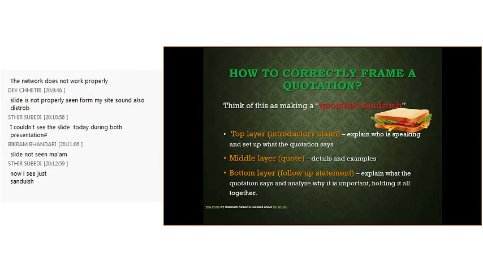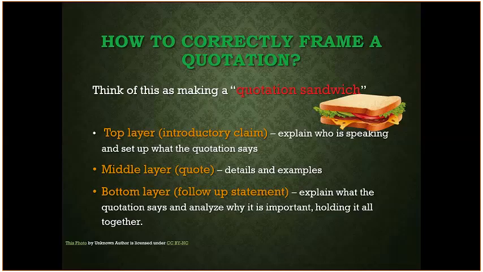Second, the middle layer is detail and example. For further information and clarification, we have to read out the details and examples, and also look for the details and examples in other research sources. And the last one, the bottom layer, is the follow-up statement. It means we are going to use the quotation, that is, explain what the quotation says and analyze why it is important, holding it all together. It means why that quotation is important in our context, in our article, and what we are going to say, and by that quotation our writing should become legitimate and interesting. For that we have to choose and use the quotation.